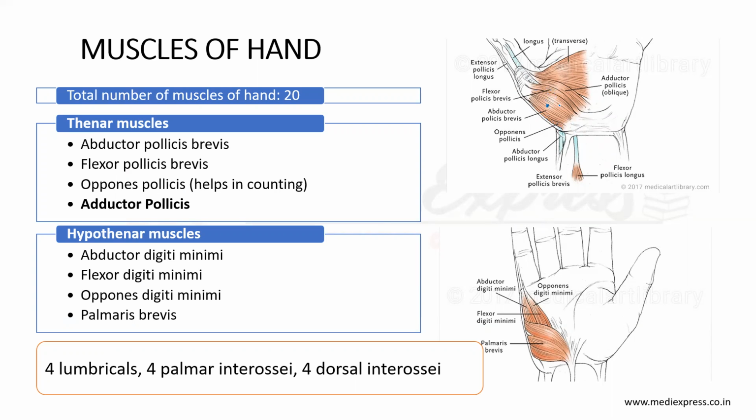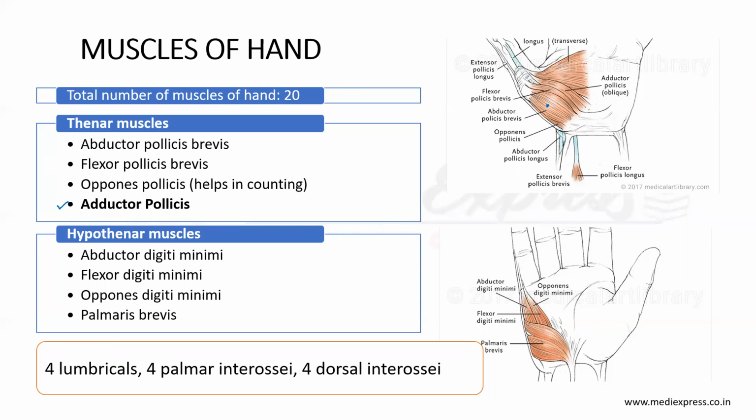In the same way, if you check the hypothenar muscles, we have abductor digiti minimi, flexor digiti minimi, and opponens digiti minimi. All three are the same. Just in thenar muscles we have pollicis brevis, and in hypothenar muscles it is digiti minimi. Now, the only different muscle which comes under the thenar muscles is the adductor pollicis. This one, adductor pollicis.